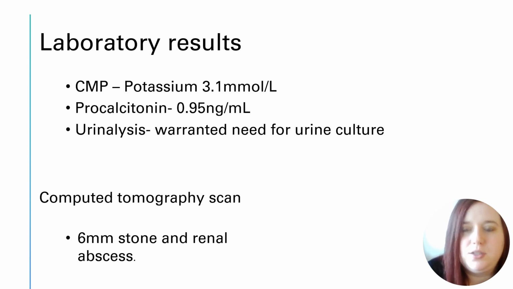Most labs are fairly normal. There were some slight elevations and some levels that were decreased. Everything in the CMP was fairly normal, but the patient's potassium was slightly decreased. I think the lowest it got was a 2.8. The procal was elevated, and a procal is one indicator that if you have a serious bacterial infection, it will be elevated. The urinalysis did warrant a urine culture due to the amount of white blood cells and bacteria.